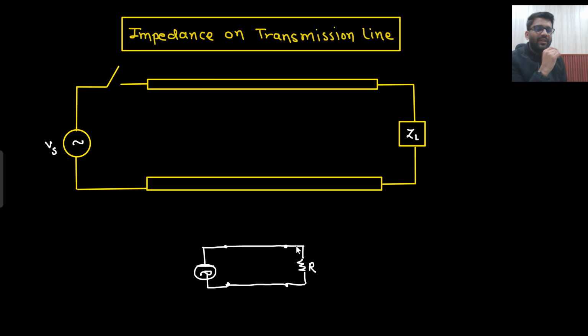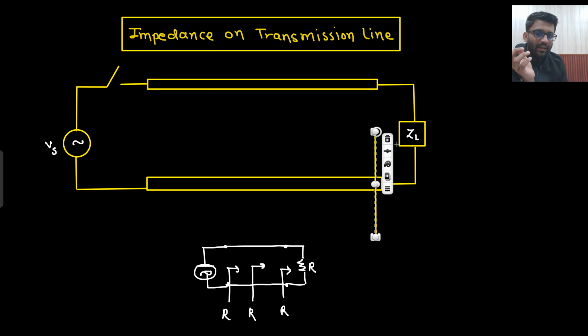Now if this question is from network analysis, and I ask you what is the input impedance looking from here, what will you say? Sir, R only. What is the impedance looking from here? Sir, R only. It is always R only. But that is not the case with transmission line. In transmission line, at every point impedance changes. If I ask you what is the impedance looking right here, then you will say, sir, it is ZL.